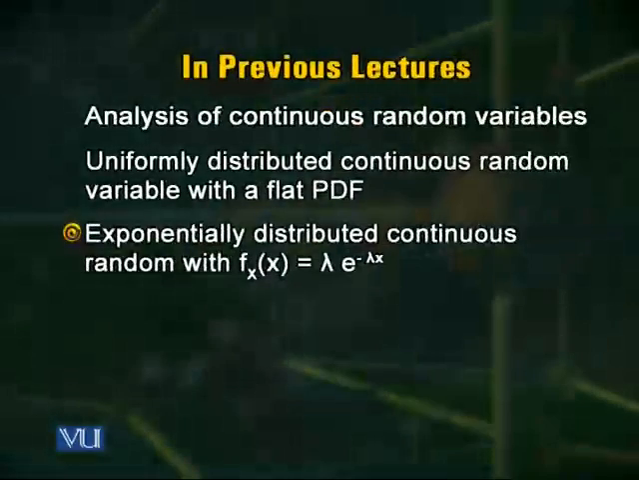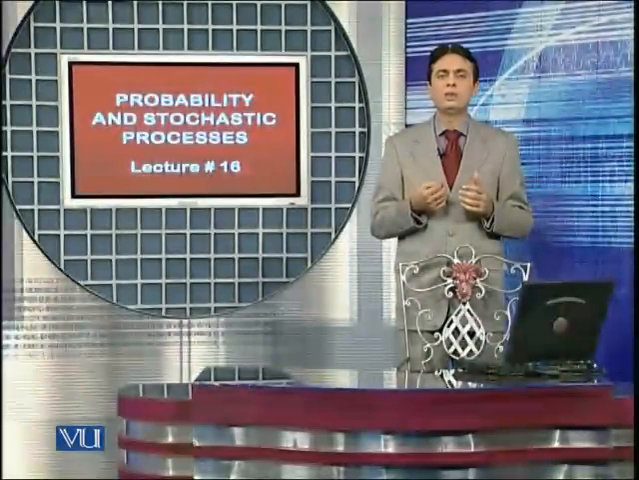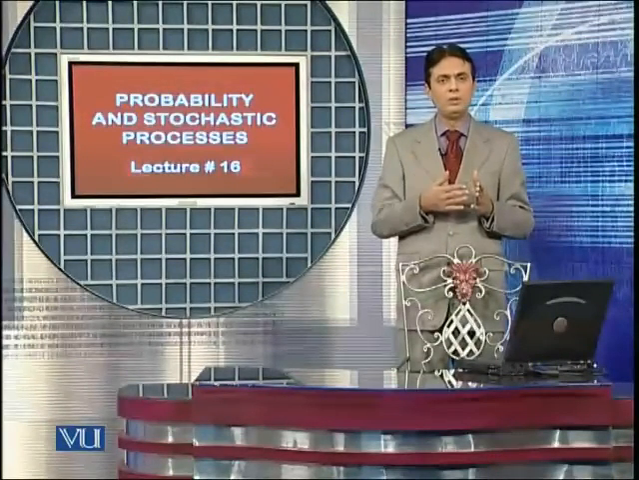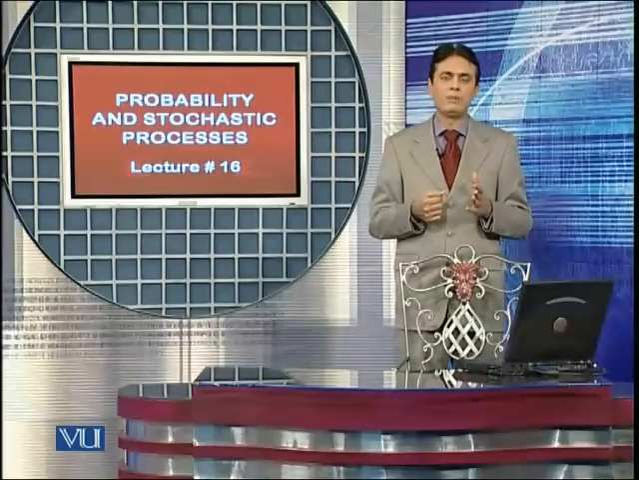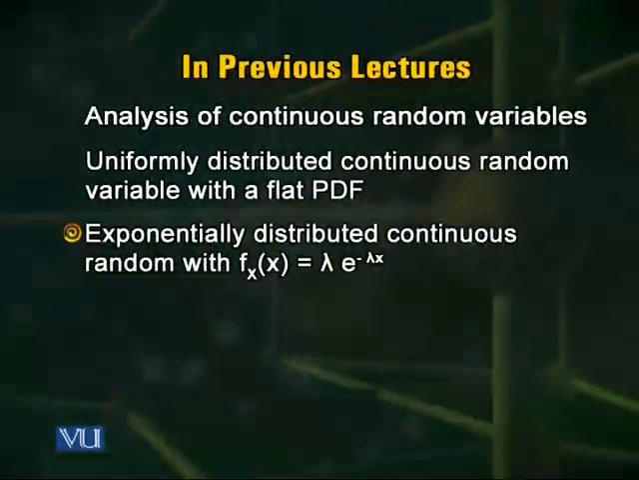After uniformly distributed random variable, we dealt with exponentially distributed random variables. The exponential random variables are defined for an infinite interval of real line, particularly the positive values of real line. So, exponentially distributed random variable can take any value from 0 to positive infinity. And the PDF for exponentially distributed random variable is of the form, if x is random variable, then the form is lambda times e raised to power minus lambda x.